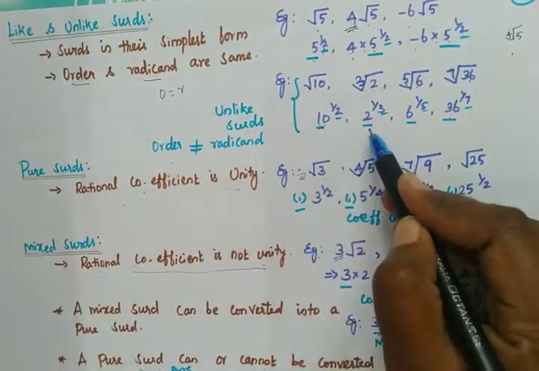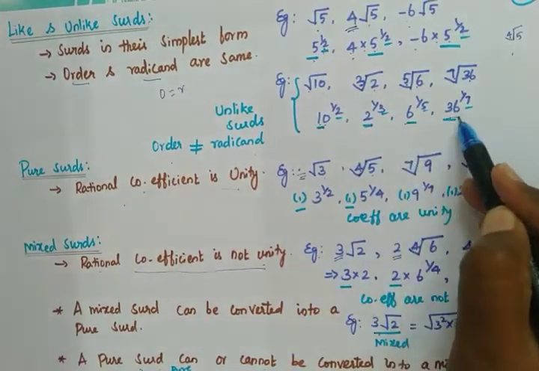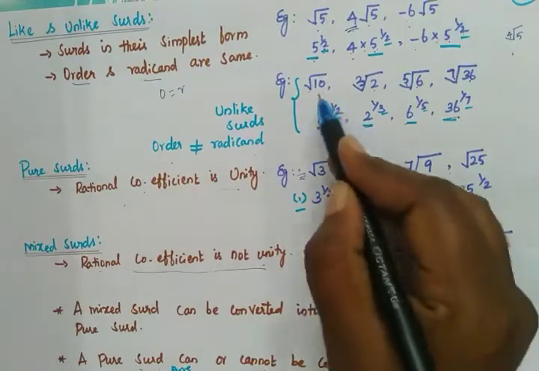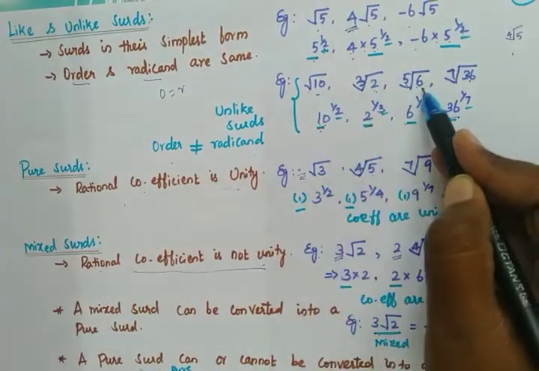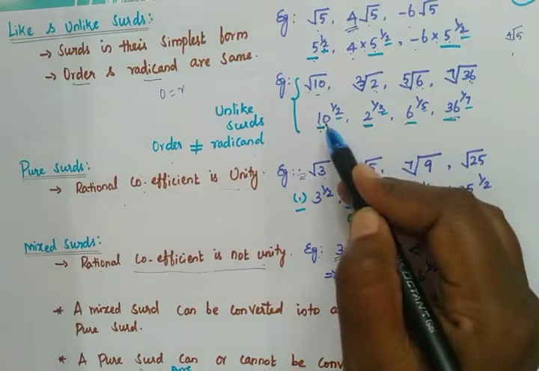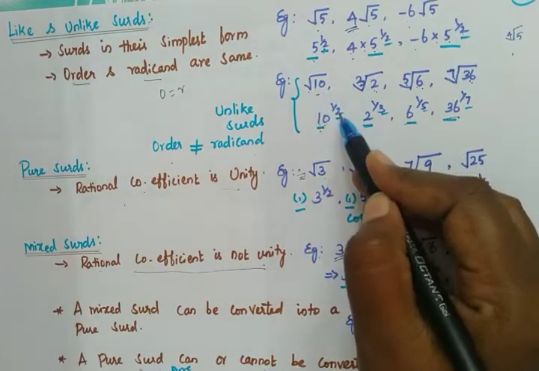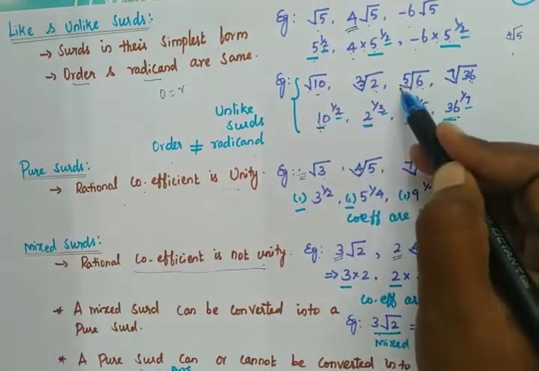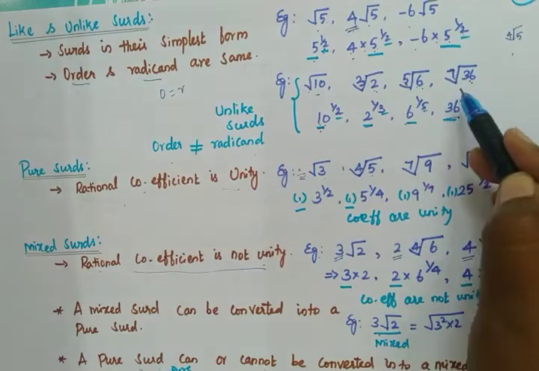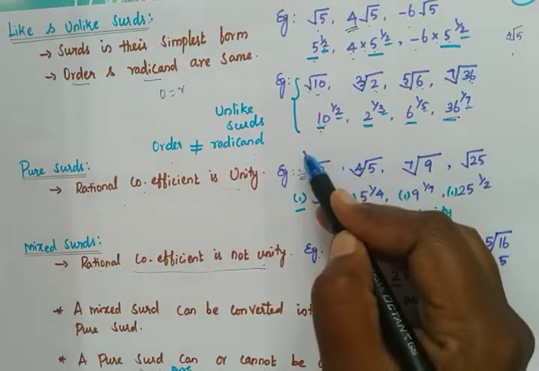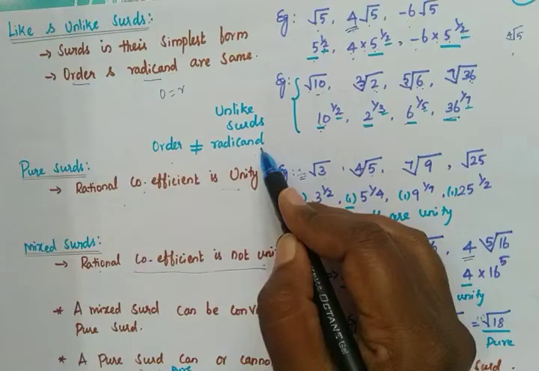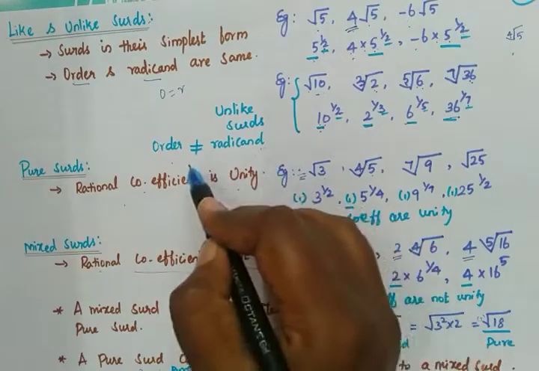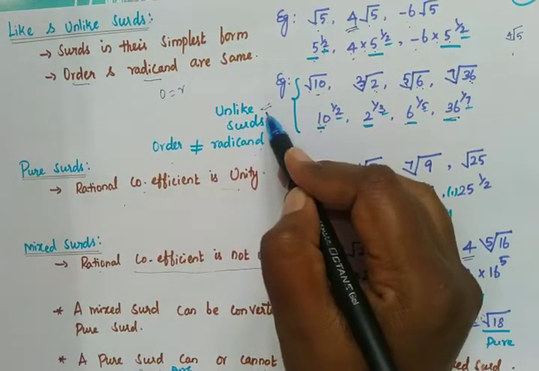Here the radicands are different, isn't it? That is 10, 2, 6, 36. And the orders are different. Here we have root, that is 1 by 2, and here we have 1 by 3, 1 by 5, 1 by 7. So the orders are different. So order is not equal to radicand. Therefore this is called unlike surds.